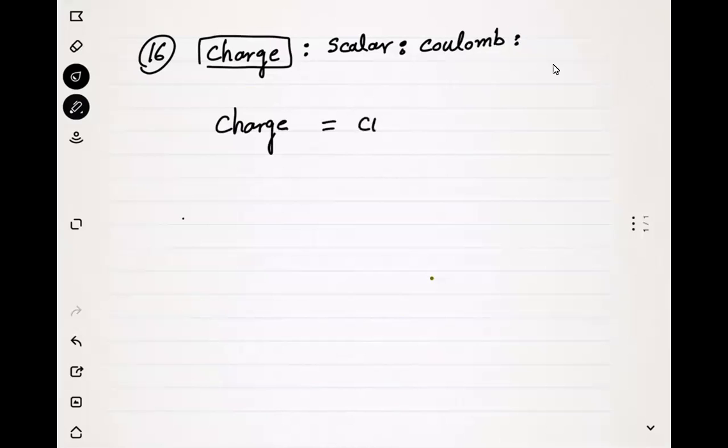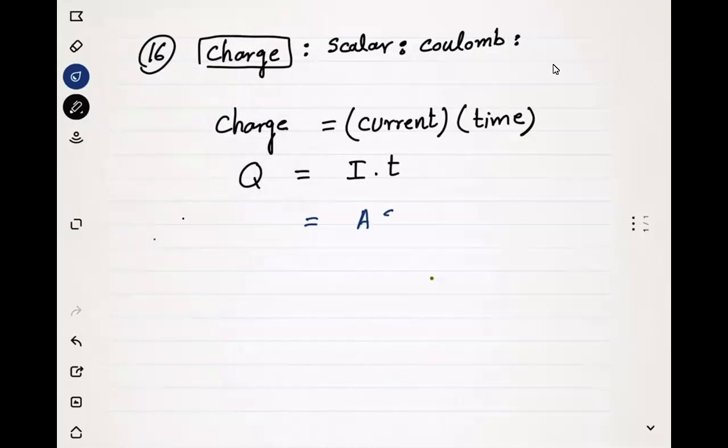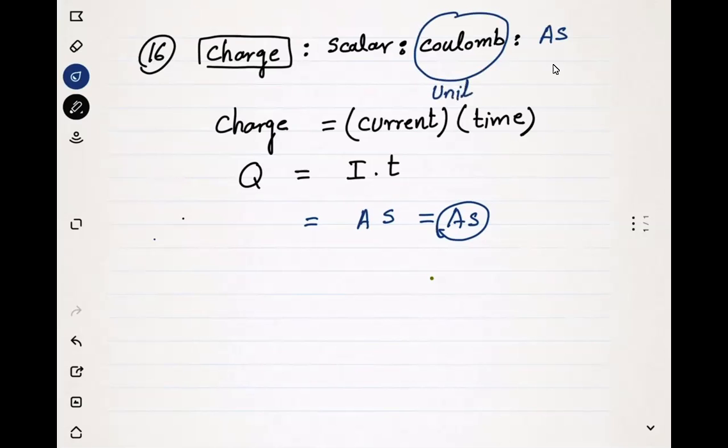Charge is equal to current into time. So Q is equal to I into T, and the units would be, for I we have ampere and for time we have second. So it would be ampere second. So the base unit of charge is ampere second. Now this is charge. Charge is a scalar. Coulomb is the unit of charge, and ampere second is the base unit. So this is all about the charge.